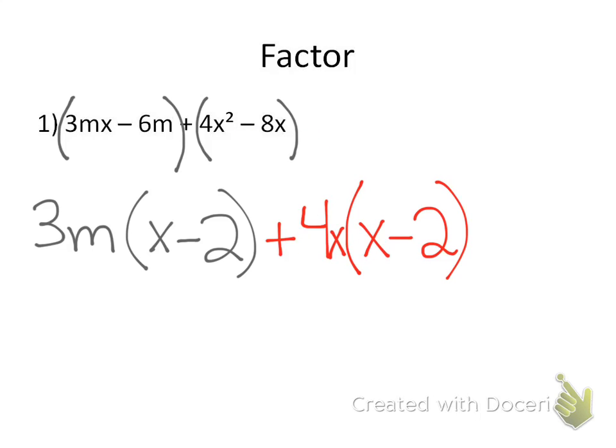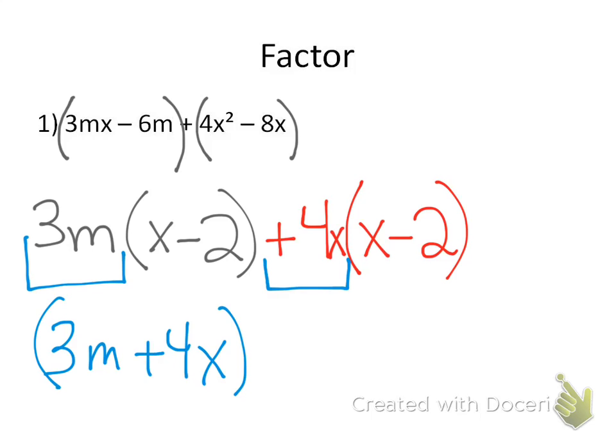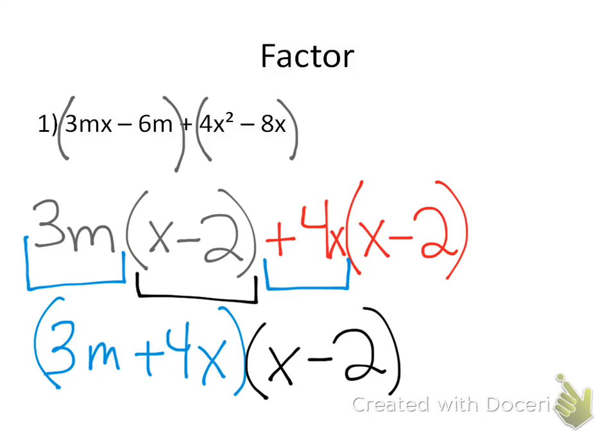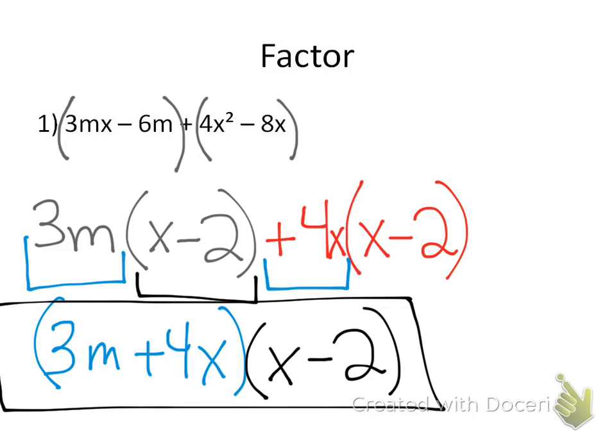Here is where all the magic happens. The GCFs come together. They give you a binomial. The leftovers give you the other binomial. Now, since the leftovers are the same, you only have to write it once. If they're not the same, this does not work. Okay? What you have left in parentheses must be the same, and you only have to write it once. That's the answer.